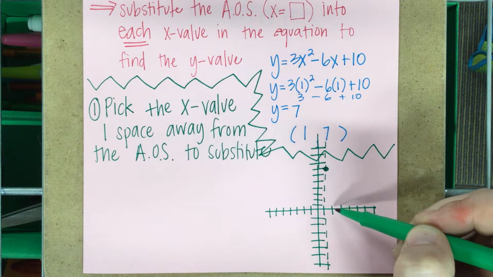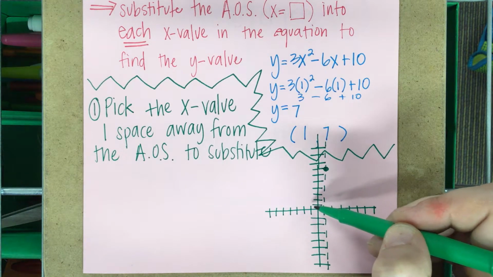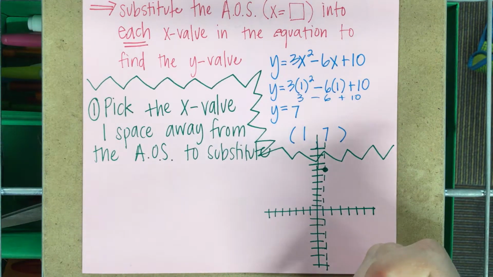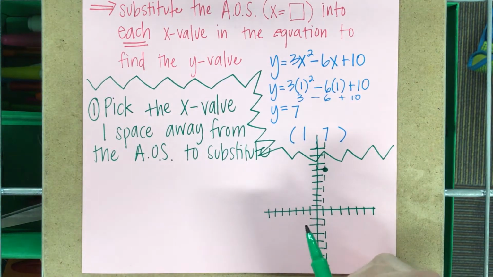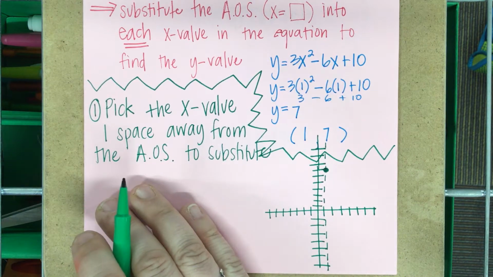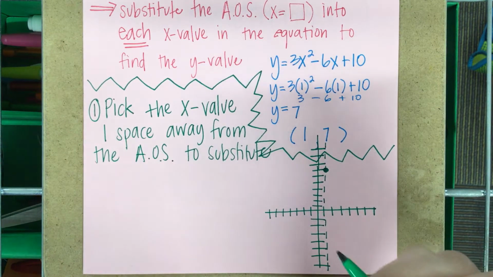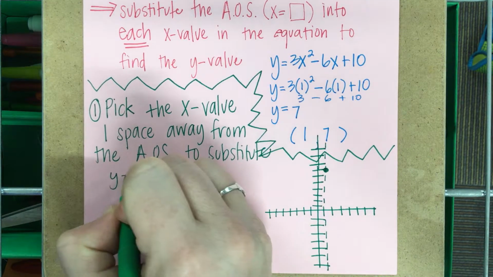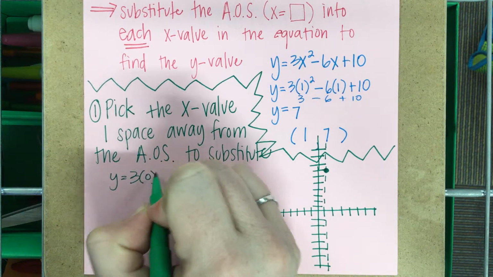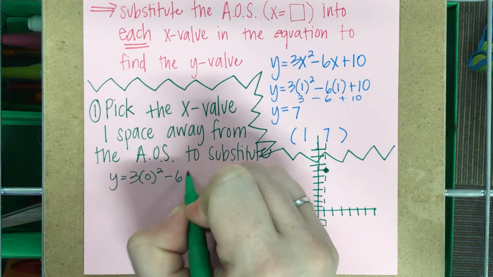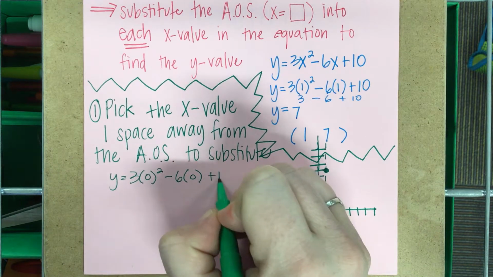Does it matter which one you pick? Meeny, meeny, miny, mo. 0 or 2. In this problem, it's 0 or it's 2. Which one do you want to substitute? 0. Yeah, 0 is easier, right? 3 times 0 squared minus 6 times 0 plus 10.